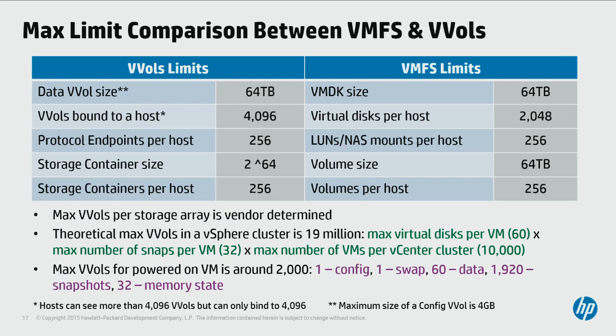So looking at some of the max limits compared between VMFS and VVols. The size of a virtual disk hasn't changed. Still 64 terabytes is our limit on both. The number of VVols bound to a host is 4,000. So one VM will be multiple VVols. A host can see more VVols than that, but at any one point in time, it can only bind to 4,000. The number of PEs or LUNs is the same on both.